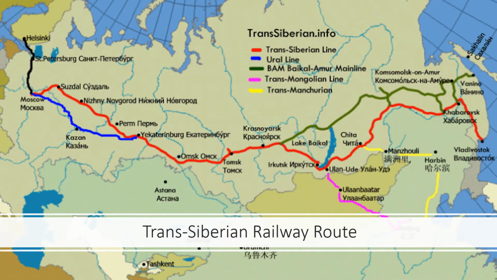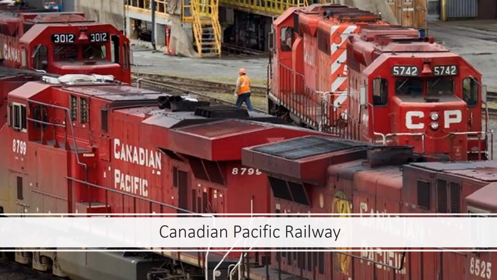The Trans-Siberian Railway is the longest railway in the world. Even Canada was part of the nation-building activity of railway construction, with the Pacific Railway project, followed up then by the CN Railway, Canadian National Railway, by the end of the 1800s.